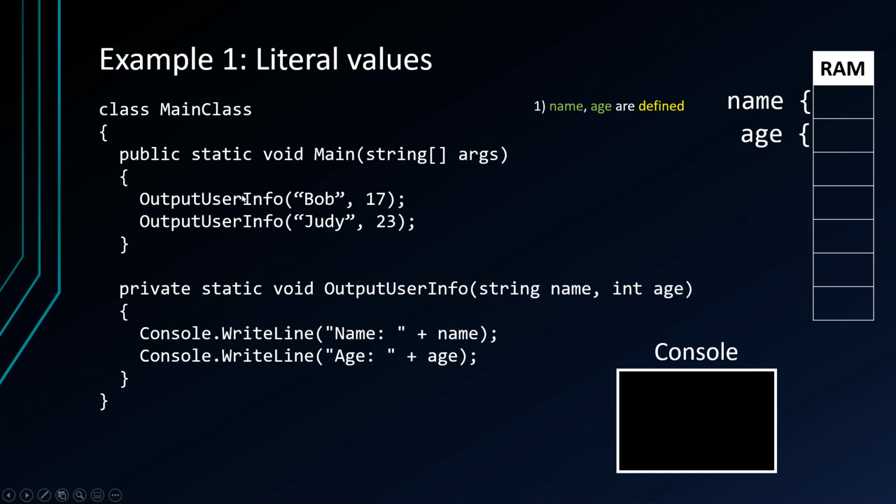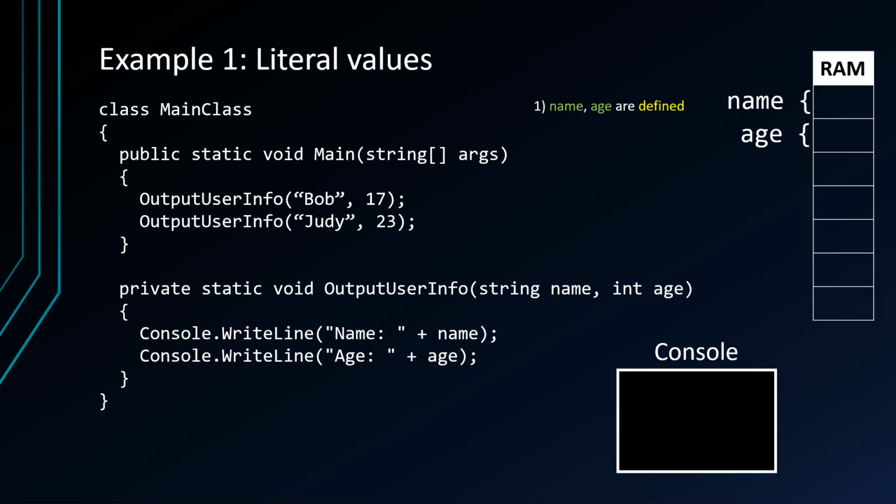It's saying output user info, which means it jumps down into private static void output user info. This line right here, private static void output user info string name int age, every single method has one of these things. It's called a signature line. And the reason why it's called a signature line is because it's unique to this method. It has a unique name. It has unique parameters. Okay? That's why it's called a signature line.